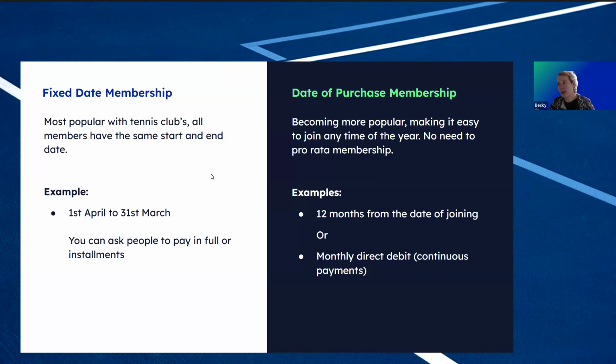The date of purchase package is becoming a lot more popular. It means less admin because you can set it up so it just runs continuously until someone cancels. That could be monthly and they just keep paying without stop. Or you can have a 12-month period from the date of joining, which is really good if you try and offer pro rata and so on. So there's a fixed date and a date of purchase. I will cover that.